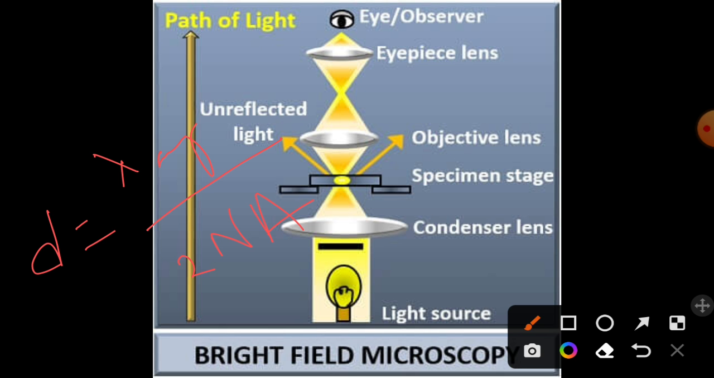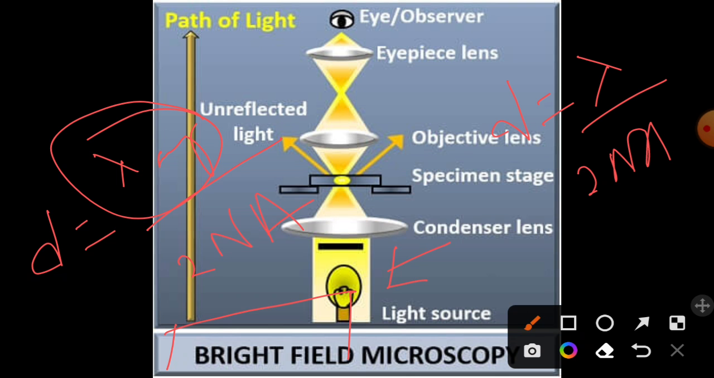Now I want to discuss why we are taking lambda average. We have taken the lambda average because we are using polychromatic light. That means in the light source there are lights of various wavelengths, so we have to take the average when we are dealing with bright field microscopy. But if we are using monochromatic light as a light source, then the formula will be D equal to lambda by 2NA.